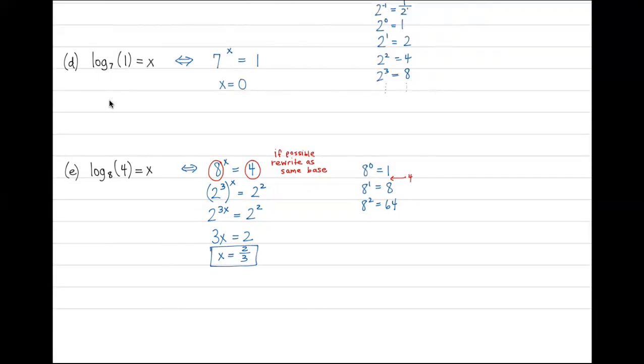So if it doesn't work out as a nice whole number, the trick is to rewrite them as the same base. In this case, the answer makes sense. Remember over here, I told you that 4 was in between 1 and 8, so I knew my answer for x had to be somewhere in between 0 and 1, those two exponents. And 2 over 3 is right in between 0 and 1, so my answer makes sense. Just a couple more.